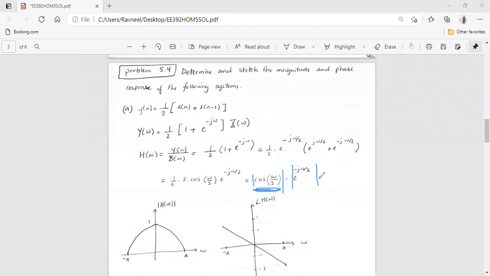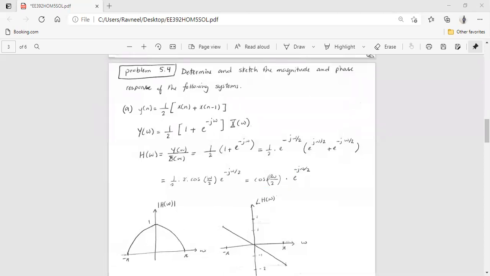So it is already given in polar form. So basically that would be 1 multiplied by magnitude of cos omega upon 2, right? So we'll be just left with the magnitude of this. We just need to plot this. So plotting cos omega upon 2 will result into something like this.